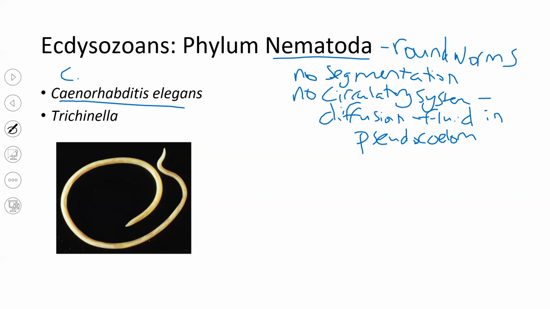Trichinella is a pathogen because we like to focus on the yucky ones. Trichinella causes trichinosis.